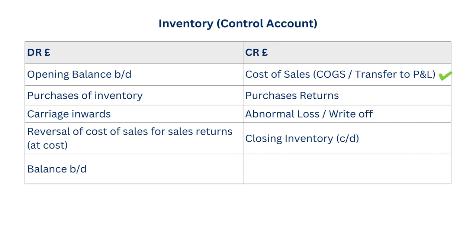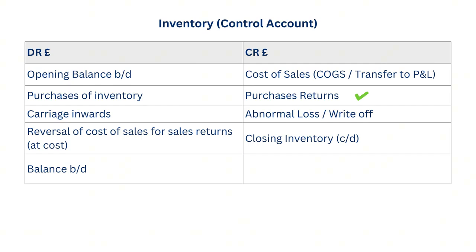Transfer to cost of sales, COGS. It's the biggest credit entry. This represents the value of inventory that has been sold during the period. Once it's sold, it is no longer an asset, so we credit inventory and debit cost of sales. This is the same figure you later see in the profit and loss statement.